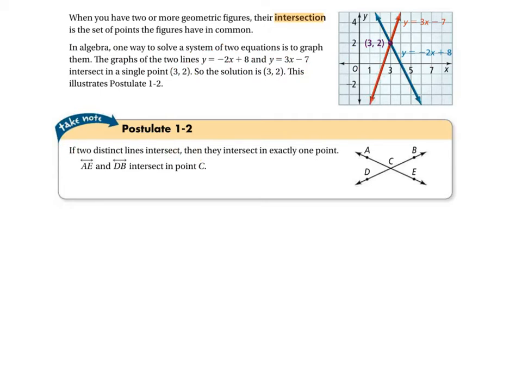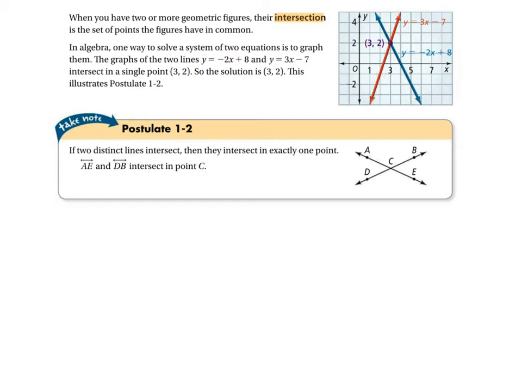it says if they do, because they won't always, they could be parallel, or they could be skew. We'll learn about that later. But if 2 distinct lines do intersect, then they intersect at exactly 1 point. Now it says distinct lines because if it was exactly the same line twice, then they would share all points. So they're distinct different lines. They'll intersect at exactly 1 point. So these two lines, line AE and line DB, they intersect at point C right there.